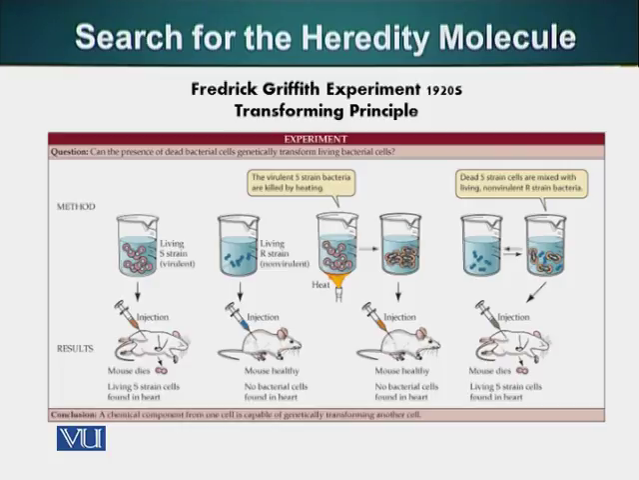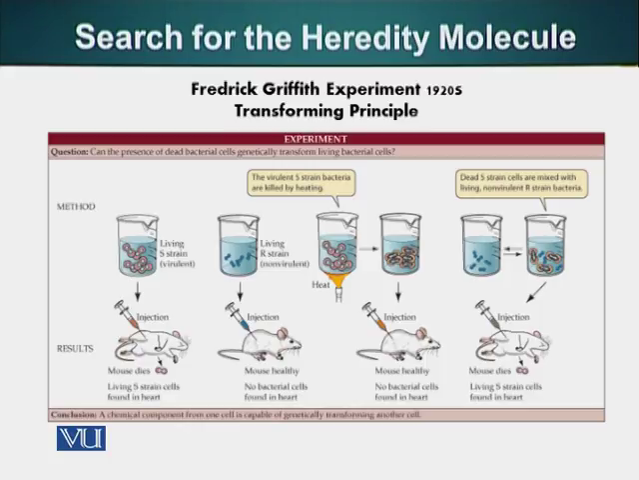When he examined the mouse blood, he saw that the mouse contained living bacteria of S type, and also some R bacteria. Now please keep in mind that he did not add any living S bacteria in the mice. So how did these living S bacteria come about? He thought that maybe there was something from the dead S bacteria that caused the transformation of the R bacteria into an S type bacteria. This is also called the transforming principle.